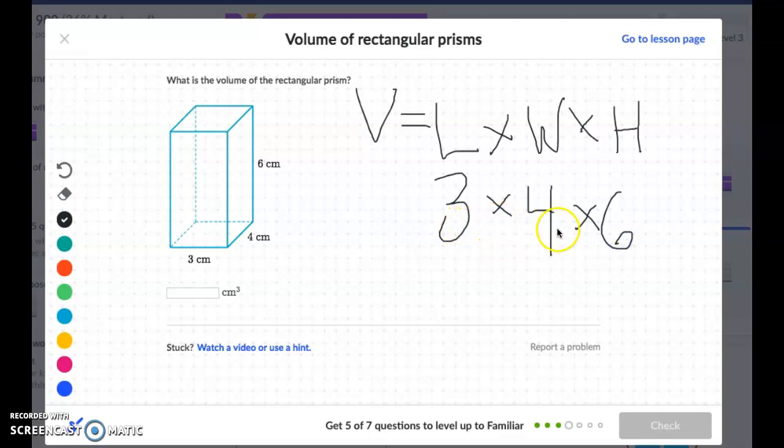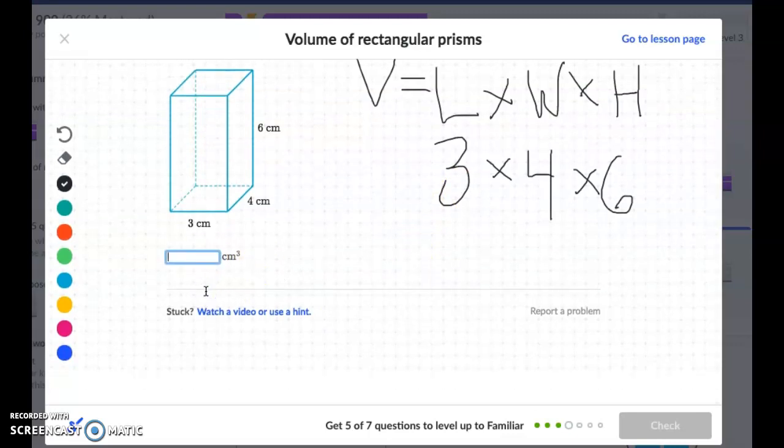So 3 times 4 is 12. And then I have to do 12 times 6. Okay, so if we don't know 12 times 6, we can work it out. I can do 12 times 4, which is 48. And then I know that 12 times 5 would be 12 more, so that would be 60. So 12 times 6 is 72. And if you had to do the math to work that out, that would be definitely okay to do too.